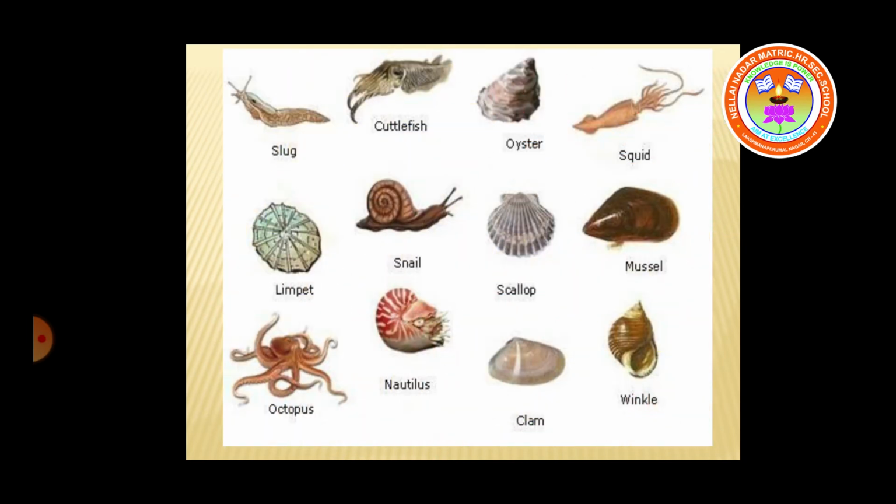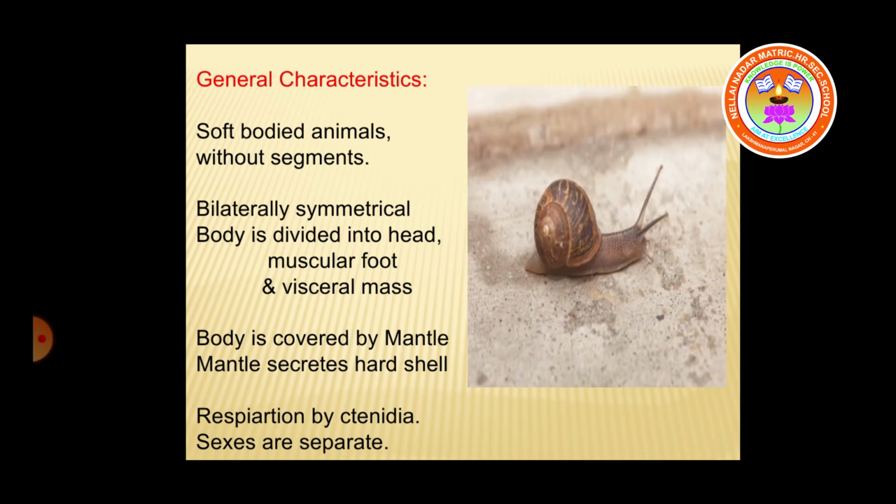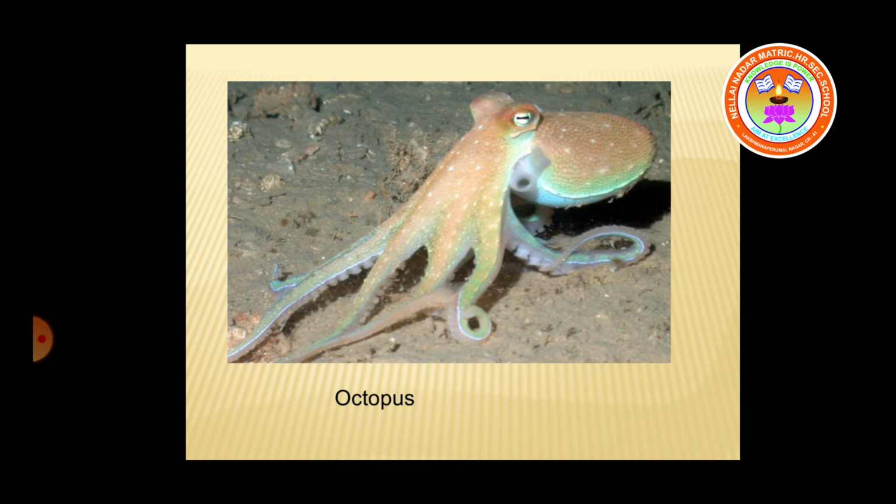The next phylum is mollusca. Mollusca are soft-bodied organisms without segments. They are bilaterally symmetrical. Body is divided into head, muscular foot, and visceral mass. Body is covered by a thin skin-like structure called mantle. The mantle produces hard shell. Respiration is by gills. The gills are called ctenidia. Sexes are separate. Octopus is a molluscan animal without shell.